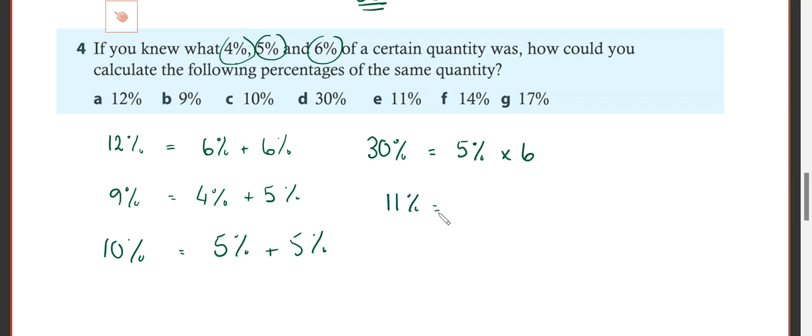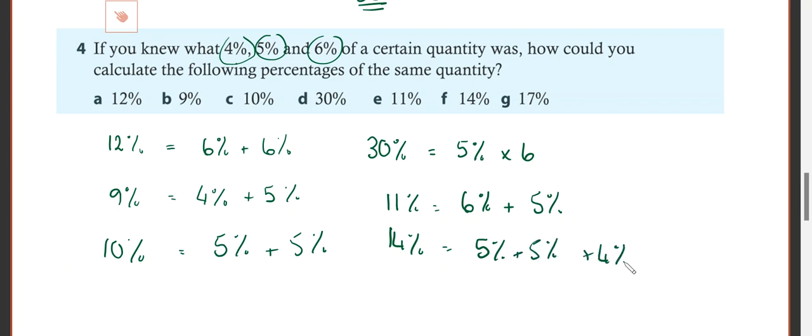11%: 6% plus 5%, yeah. 14%: 5% plus 5% plus 4%. And finally 17%: 6% plus 6% plus 5%. 12%: 6% times 3? Yeah, I like that.